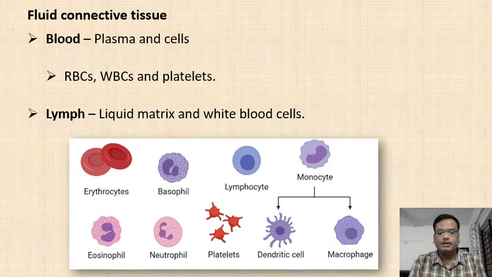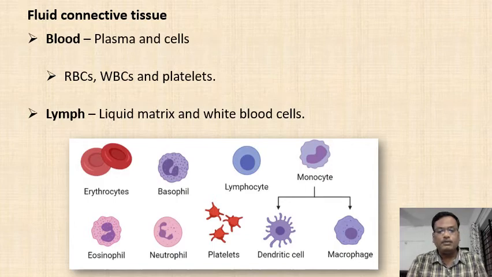And the last type of connective tissue is fluid connective tissue, which is represented by two fluidic tissues called blood and lymph. Blood, we already know, is one of the most familiar types of connective tissues. It is a fluid found in the blood vessels, so it circulates all over the body. Blood is mainly made up of plasma, which is the liquid part, and in the plasma we find three kinds of cells: RBCs, red blood corpuscles, white blood corpuscles, and platelets.